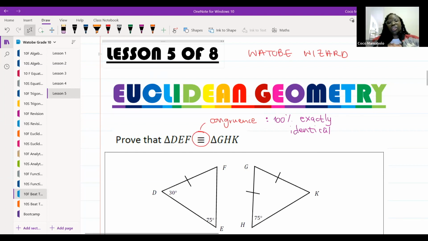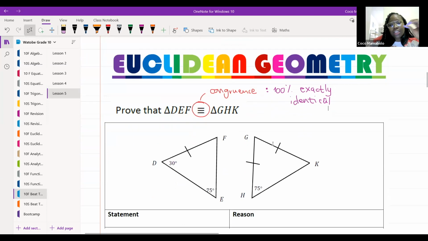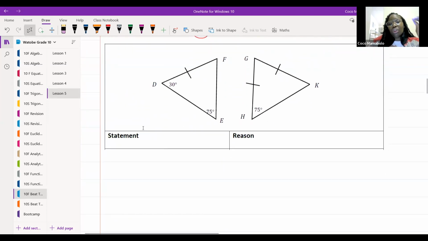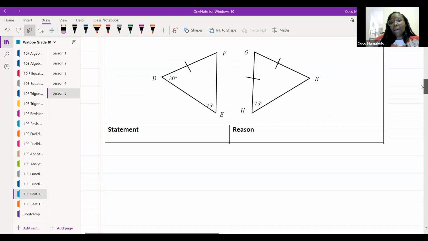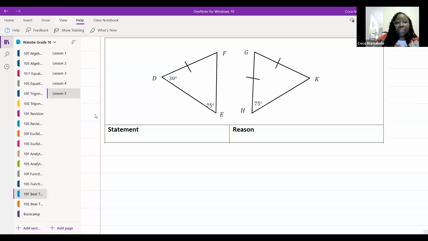All right, so the next question says to us, prove that triangle DEF is congruent to triangle GHK. And what we do remember, guys, is that the order in which we write our triangles is incredibly important because it maps out the way that we need to answer this question. Remember, we're always going to look for a statement and a reason, and we're going to make sure that we are mapping our triangles out properly. So I'm going to start my proof. I'm going to write here. Oh, my pen is acting funny today. Okay, I'm going to write proof.